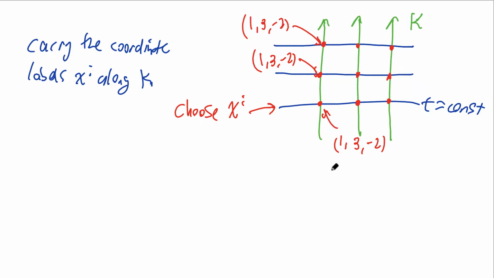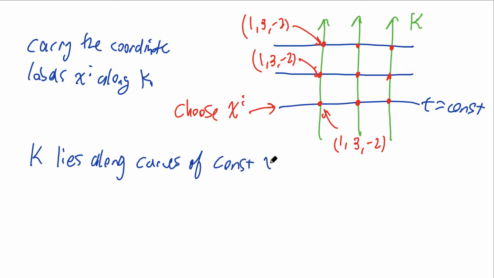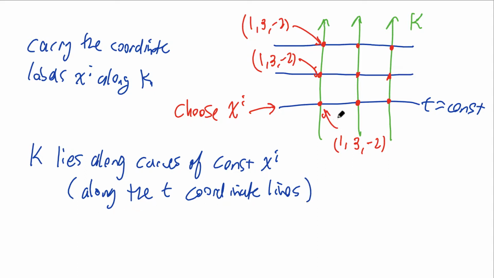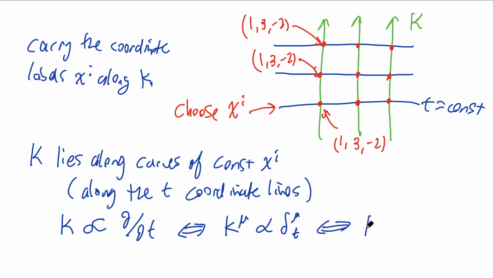Now with this choice of spatial coordinates, the integral curves of the Killing vector field lie along the curves of constant spatial coordinate values. So k lies along curves of constant xi, in other words, along the t coordinate lines. So that means that at each point in the space-time, the vector k is proportional to the basis vector d by dt. Or said another way, since this basis vector has components delta mu t, then k mu is proportional to delta mu t. And in fact, let's write this k mu as some function f times delta mu t. So this f is a function on space-time, a scalar function.